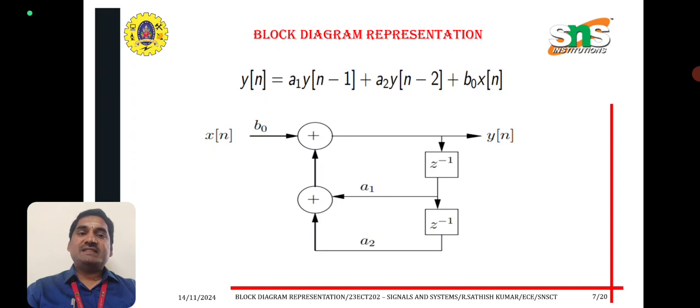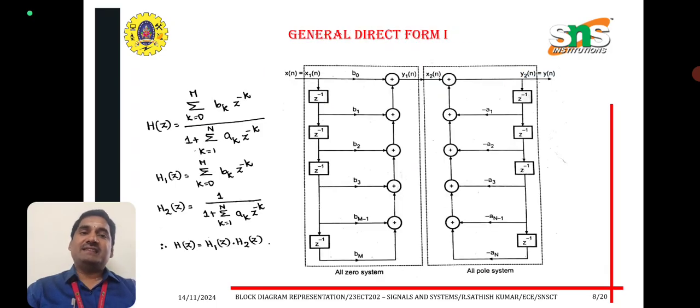Y of n minus 1 means a1: y of n multiplied with z inverse, we can get y of n minus 1. That can be multiplied with a1, which can produce a1 into y of n minus 1. Again plus a2, z inverse, y of n minus 2. That can be multiplied with a2, which can produce the output as y of n. Therefore, a1 into y of n minus 1 plus a2 into y of n minus 2 plus b naught of x of n. This is the basic general direct form 1 flow diagram, which can be given as H1 of z, H2 of z, finally H of z is H1 of z multiplied with H2 of z.